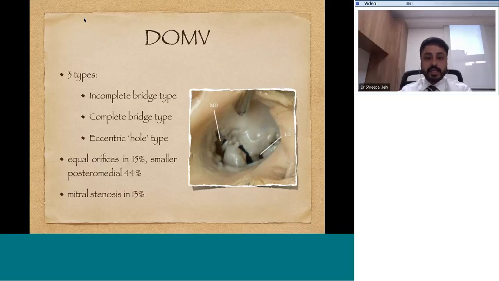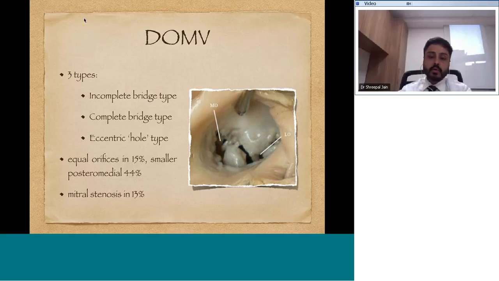So you could have an incomplete bridge type, wherein there is a thin fibrous strand of tissue connecting the free edges of the two leaflets and dividing the orifice into two separate orifices. You could have a complete bridge type, where there is a thick fibromuscular strand of tissue extending from the annulus to the leaflet tips and dividing the orifice into two separate orifices. The separate orifices usually have their own sets of chordae.